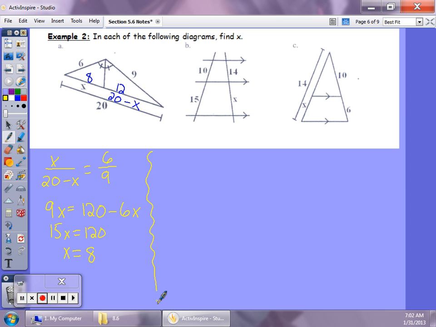In the second example, we're going to use what we learned about that corollary based on the side-splitting theorem. So we are given that the segments on the left are equivalent to 10 and 15, and the segment on the top right is 14, and we want to find the bottom segment. So we can go ahead and set up a proportion and say that 10 over 15 is going to equal 14 over x. So if we solve our proportion, we're going to get 10x is equal to 210, and when you divide by 10, you're going to see that x equals 21. Okay, so here x equals 21.